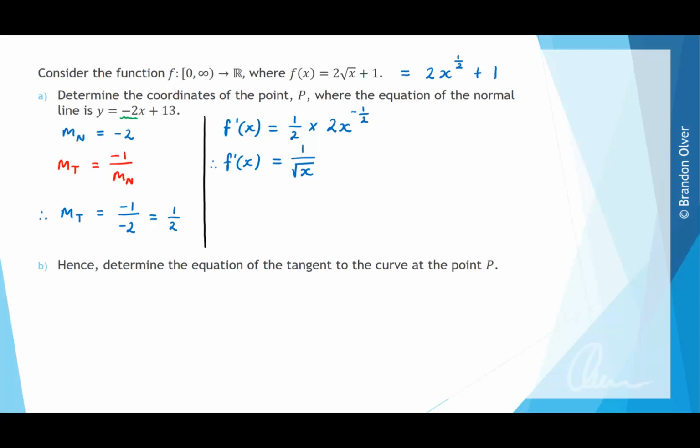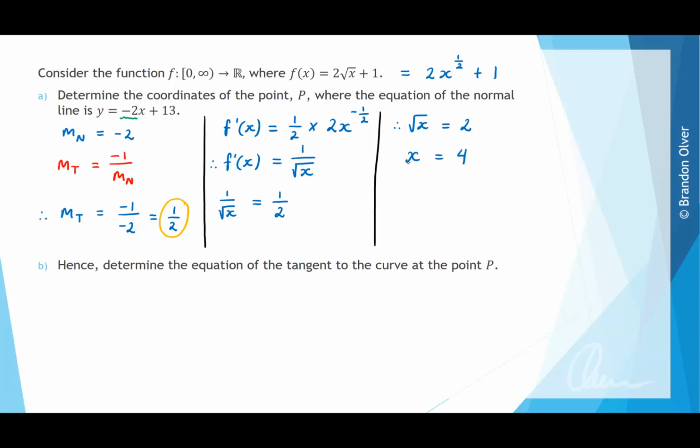So next, to find the x ordinate of the point P, we simply let f dashed of x, which is 1 divided by the square root of x, equal 1 divided by 2, which was the gradient of the tangent that we found over here. If we have a look at that equation, we can see that the square root of x must equal 2, and squaring both sides, we find x must equal 4.